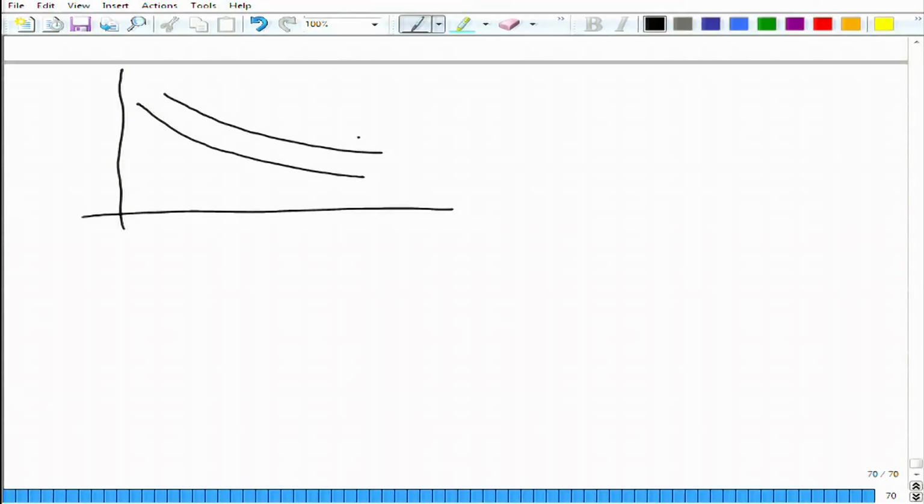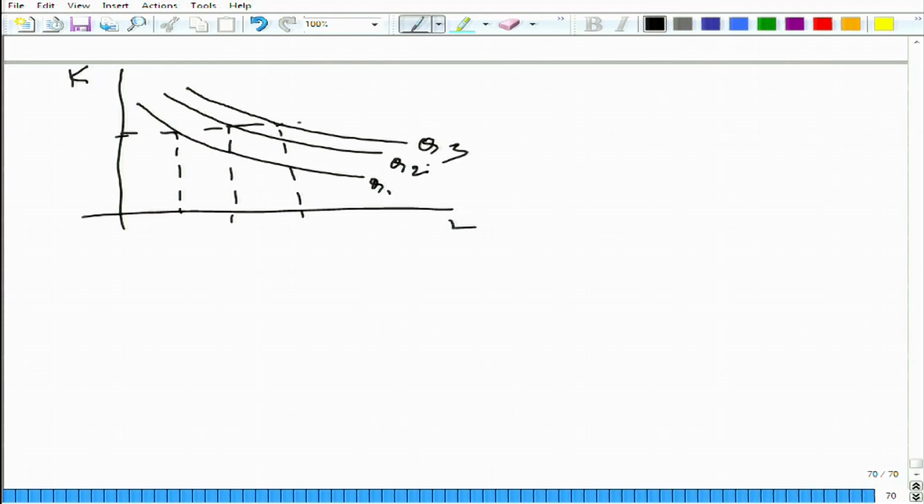First, let us take these isoquants, and let's say on the y axis we have capital and on the x axis we have labor. So these are three isoquants, Q1, Q2, Q3. Here we have L1, here let us say it is L1 plus 1, here we have L1 plus 2. Can we say anything about Q1, Q2 and Q3?